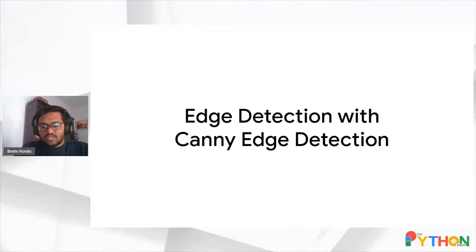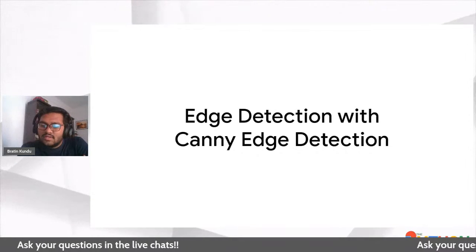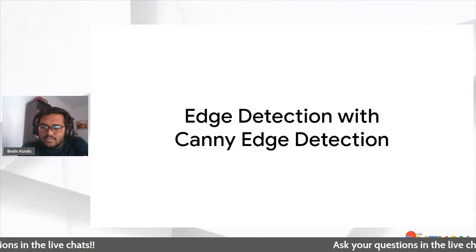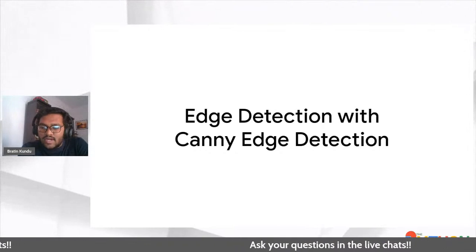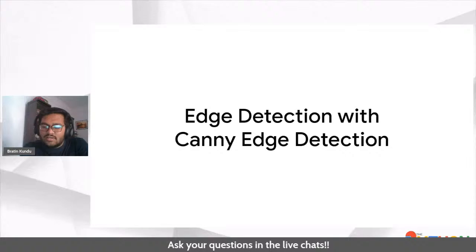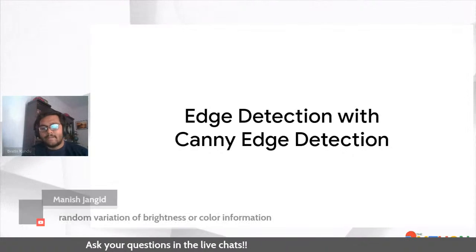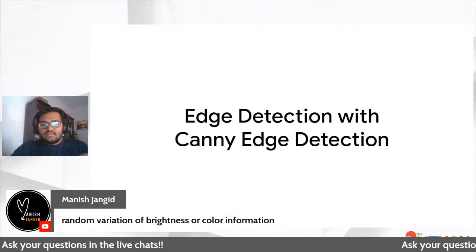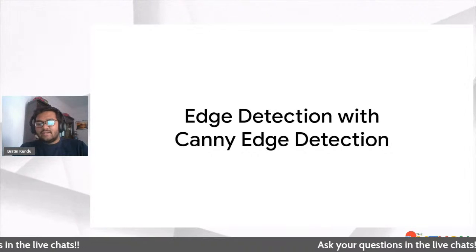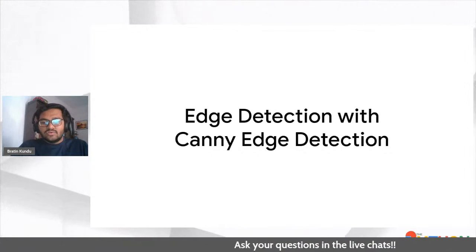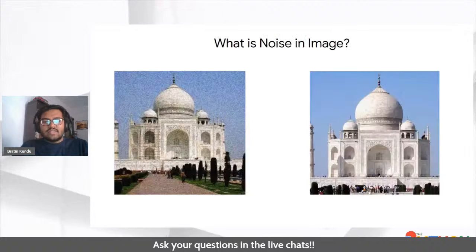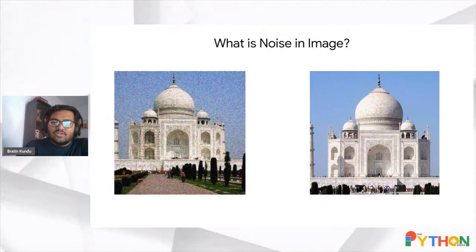Okay, so let me move ahead then. Okay, I have an answer. Grains in an image, okay. Random variation of brightness or color information. Okay, yeah, correct. Yes, random variation of brightness or color information. So the next slide actually depicts the noise in an image.